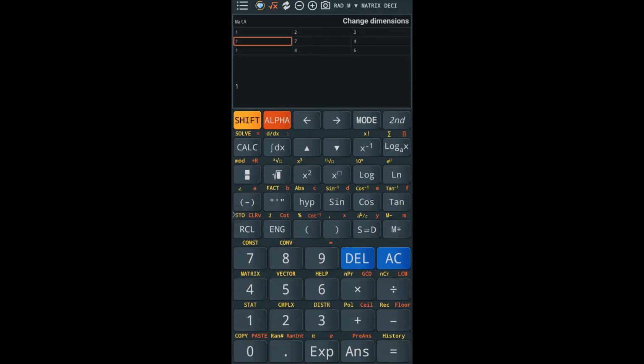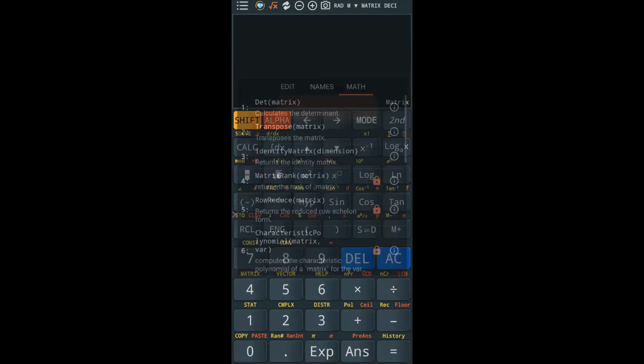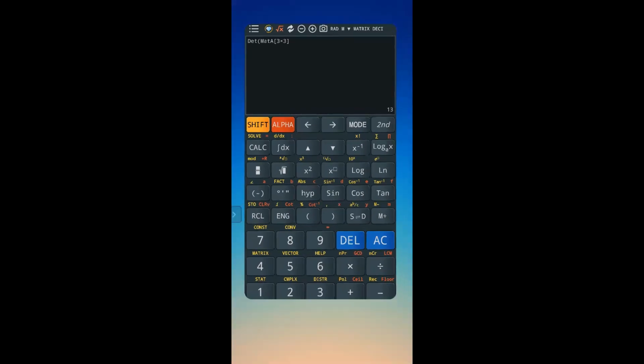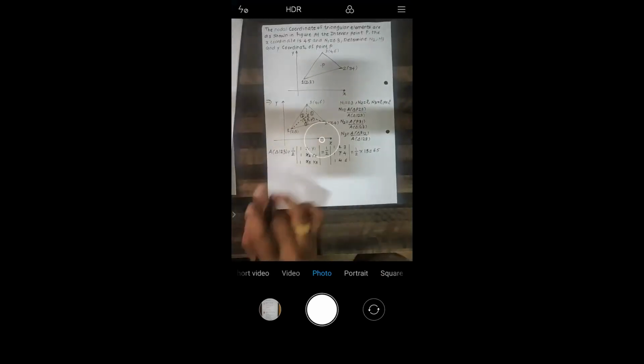So I have entered the matrix. Now I will take the determinant. Shift matrix, I'll go to maths, I'll go to determinant. Again, shift matrix, and I'll put its name, matrix A. I'm getting that value as 13, so half into 13. All of you getting that? Yes, sir. So half into 13 is 6.5. Now the area of triangle 1, 2, 3 you have calculated.